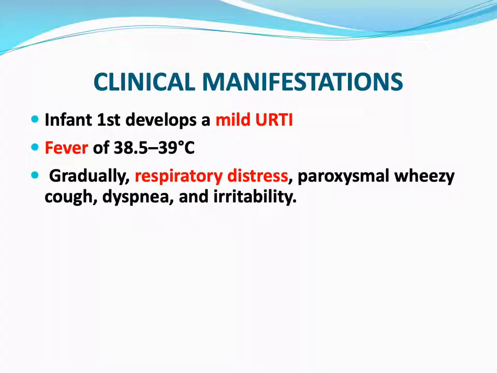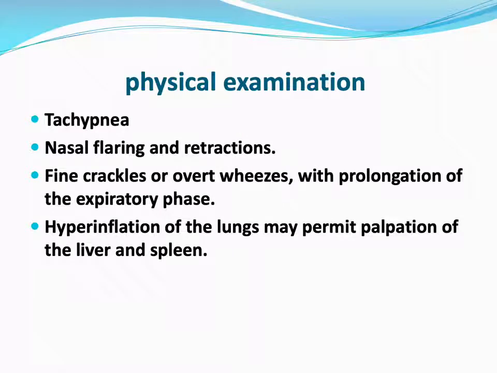Clinical features of bronchiolitis include: the infant first develops a mild upper respiratory tract infection, with fever of 38.5 to 39 degrees centigrade. Gradually he develops respiratory distress, paroxysmal wheezy cough, dyspnea, and irritability. The physical examination of an infant with bronchiolitis shows tachypnea, nasal flaring and retractions, fine crackles or overt wheezes with a prolongation of the expiratory phase. Hyperinflation of the lungs may permit palpation of the liver and spleen.